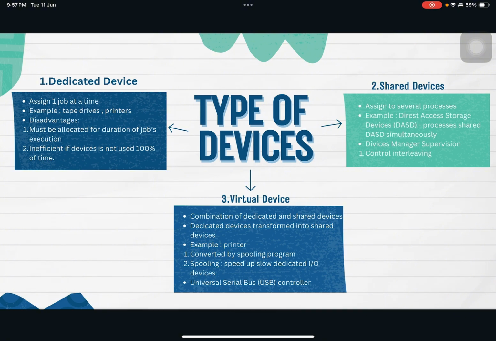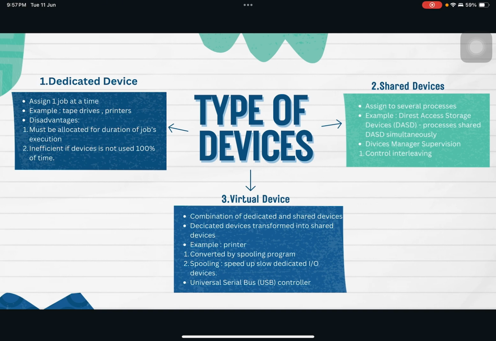The second one is shared device. The device is shared by several processes, for example using hub, peer-to-peer, and also direct access storage. Access will be interleaved between processes, and conflicts will be resolved using some predetermined policies.